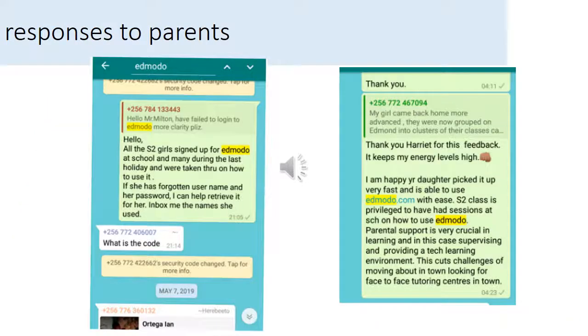Once the parents put their queries on WhatsApp, because WhatsApp is a little bit faster for them, I respond to them. An example is where I tell them that, okay, all the girls have signed up for Edmodo at school and many during the last holiday. They were also taken through how to use Edmodo. However, if she forgot her username and her password, I can help to retrieve it for her. Simply inbox me.